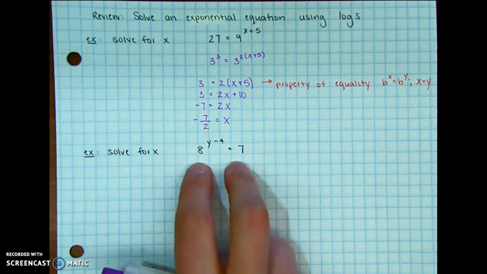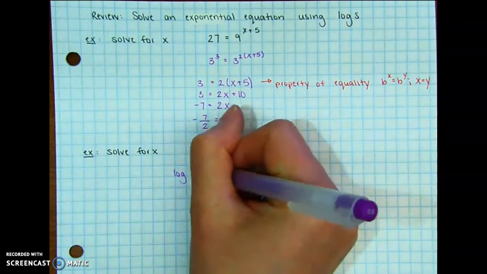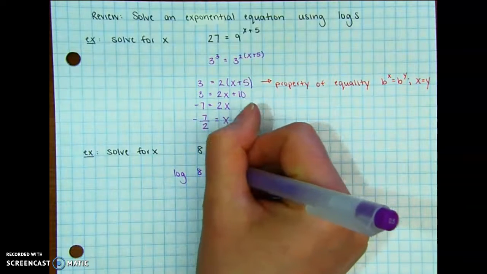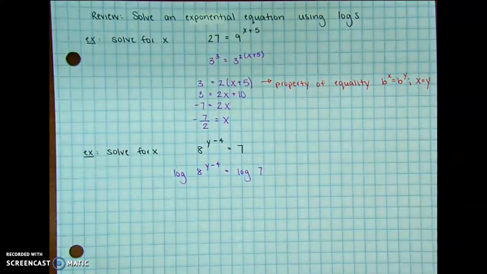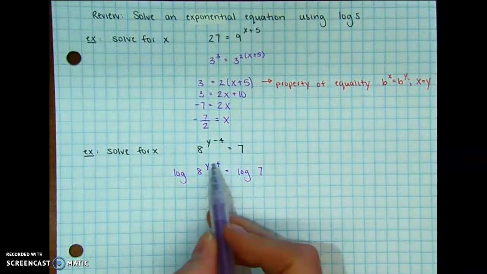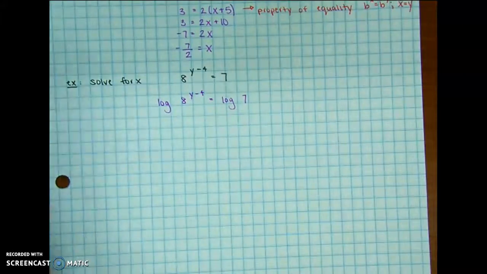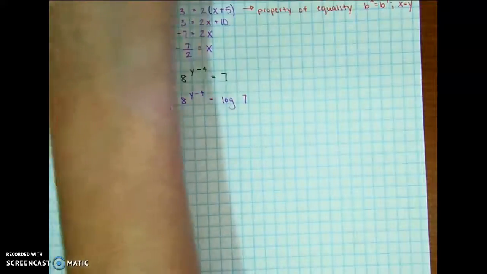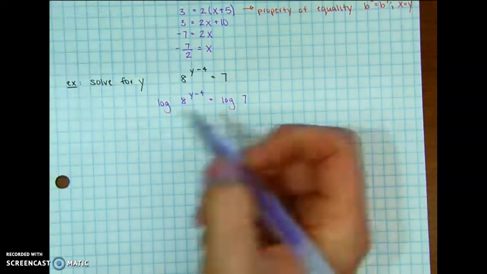So in this case, what we can do is take the log of both sides. So I'm going to take the log of 8 to the power of y minus 4 and take the log of 7. Now we still have the issue that our variable that we want to solve for, I guess I said solve for y, I just realized. Whoops. I mean solve for y.